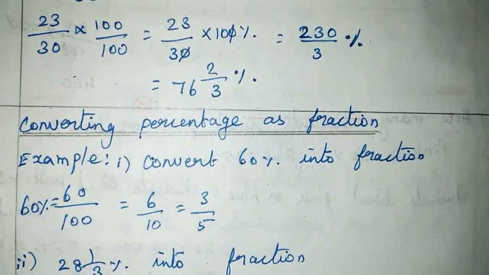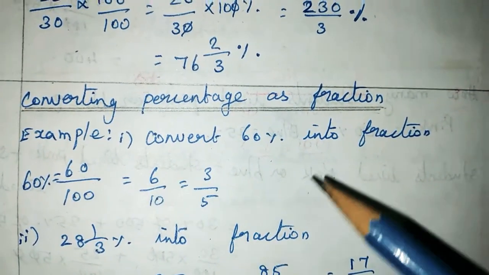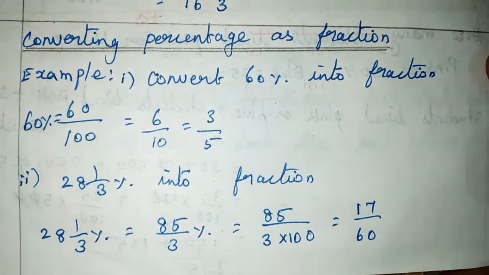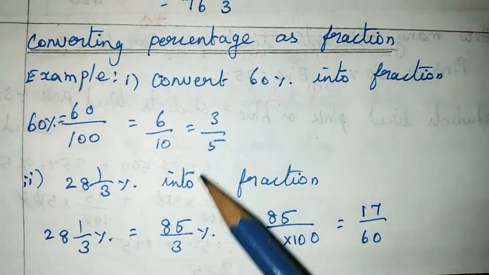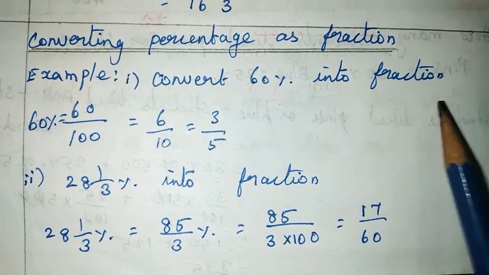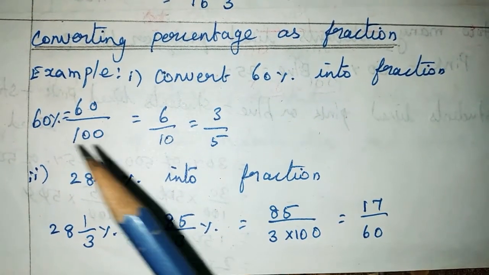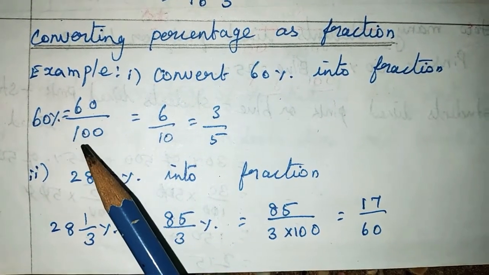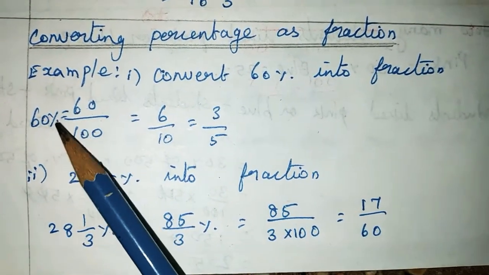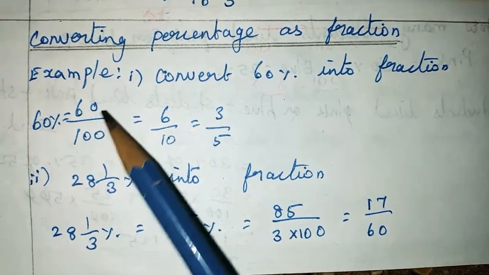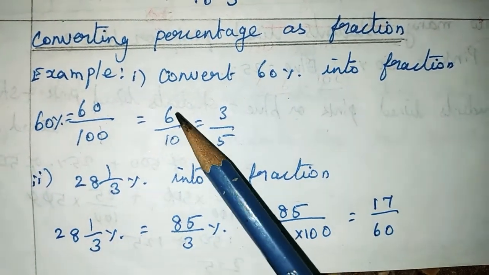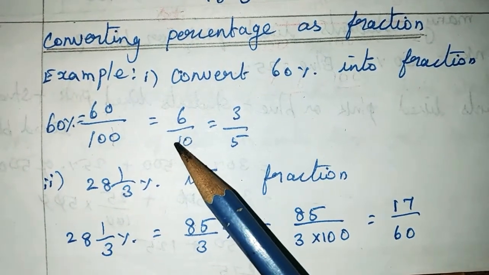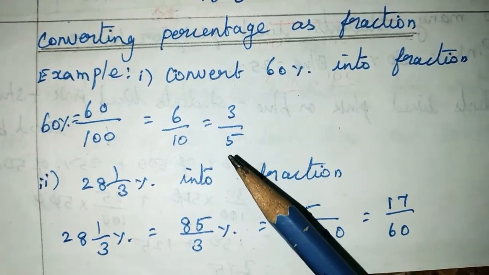The next topic is converting percentage to fraction. Here the percentage is given, and you have to convert it into a fraction. Example, convert 60% into a fraction. That is 60%. Instead of percent, you have to write the denominator as 100. That is 60% is equal to 60 by 100. Cancelling the zeros, we get 6 by 10. Again, it has a common factor, so we divide by 2. We get the fraction as 3 by 5.